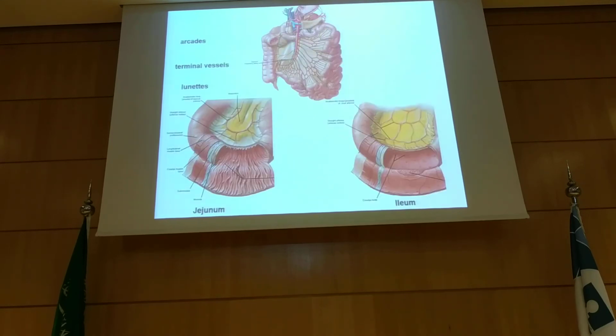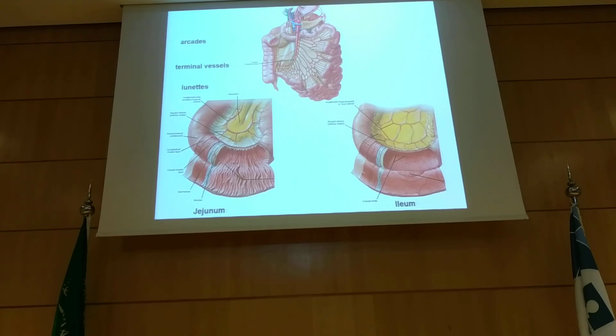Number 2, arcades. In the area of the duodenum we have fewer arches or arcades with long terminal vessels. In the area of the ileum, we have more arcades and short terminal vessels. The space between arcades, or this circle here, the space between each arc is called the lunate.